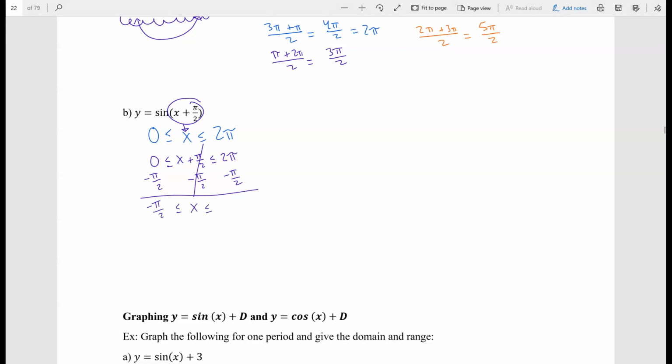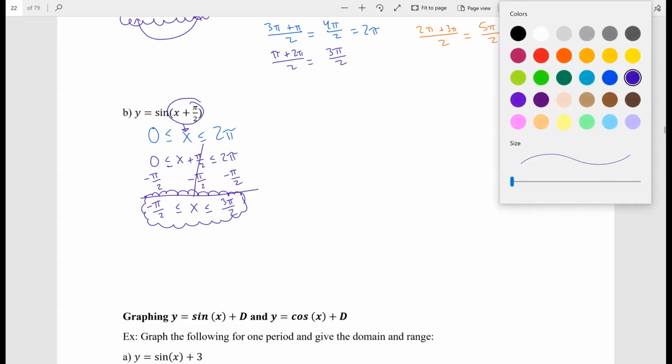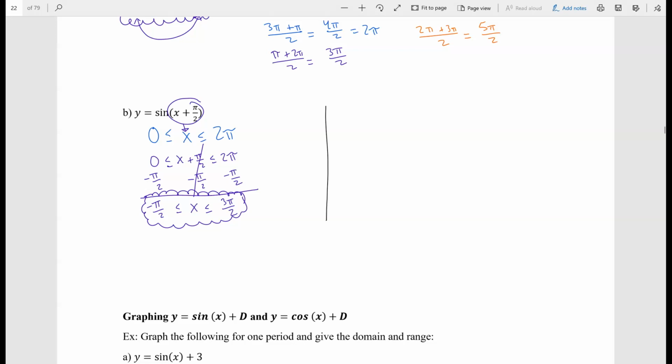This guy's going to be x. And then here what we're going to do is take 2 pi and subtract pi over 2. Okay, and what we're going to get is 3 pi over 2. So this is where the new cycle is at. Originally it was at 0 to 2 pi. When we added pi over 2, we are now at -pi over 2 and 3 pi over 2. So let's start by graphing it. I'm going to extend now to the negative side. So we have -pi over 2 out here, and then we have 3 pi over 2 out here.